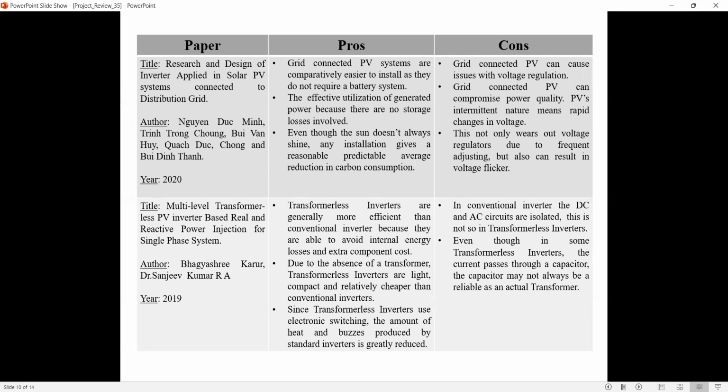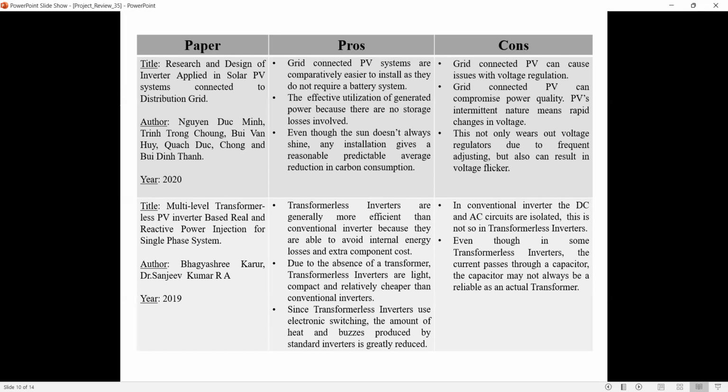Going through the next paper, which is research and design of inverter applied in solar PV system connected to distribution grid, which is published in 2020. The advantages of this paper is grid connected PV systems are comparatively easier to install as they do not require a battery system. There is effective utilization of generated power because there are no storage losses involved. Even though the sun doesn't always shine, an installation gives a reasonably predictable average reduction in carbon consumption.